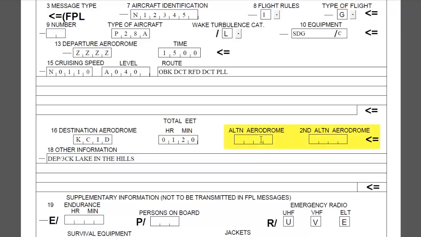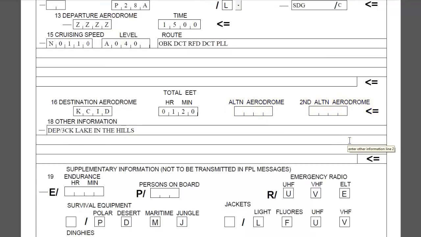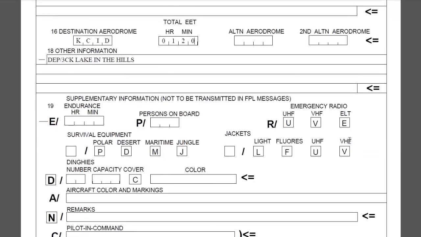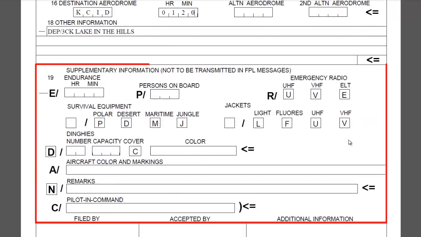Our alternate airports would go right here. If you have any alternates, you would put it in alternate aerodrome, or second alternate aerodrome if you have two alternates. The supplementary section is next here. This information is not going to be transmitted with a flight plan, but it is kept for emergency purposes. It's like search and rescue information.